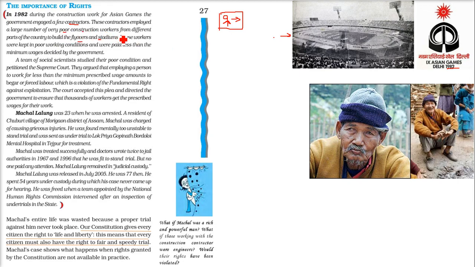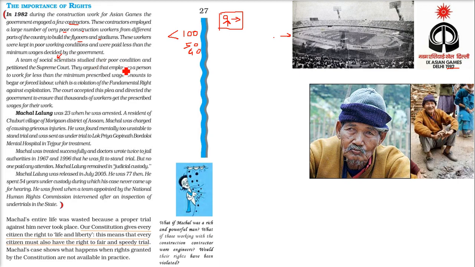Now these workers were given very poor working conditions and they were paid less than what was decided by the government. That is, if 100 had been decided by the government, they were given only 50 or 40 rupees. Now the social scientists, those people who understand the society and are activists, so anything going wrong, they help.